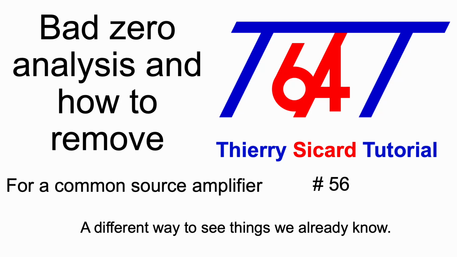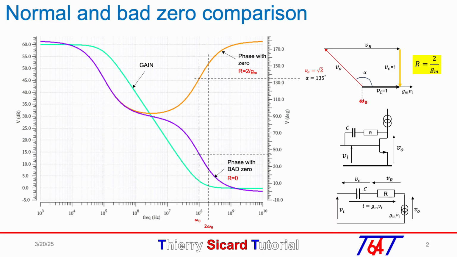Hello everyone, in this theoretical tutorial number 56 we will review the bad zero analysis and the method to solve it by adding a resistor R in series with a capacitor. We will explain the amplitude and phase modification by doing the sum of vectors for the angular frequency omega 0 and twice omega 0.